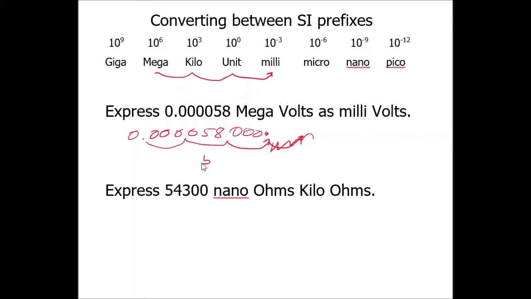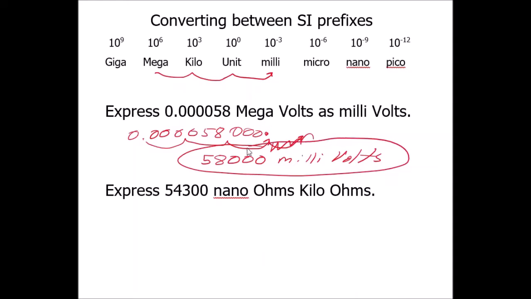So my number is 58,000. This is now millivolts. This should make some sense to you, right? A megavolt is huge. So a tiny amount of megavolts is 58,000 millivolts. I know this is a little weird, a little tricky, but I think this should make some sense. Okay, so I just converted megavolts to millivolts.